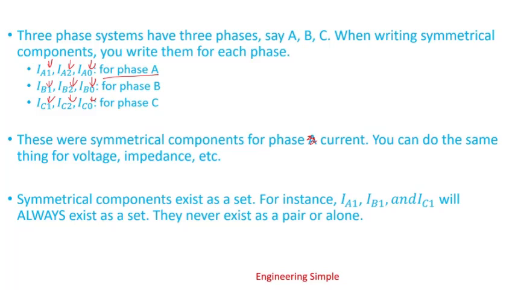So symmetrical components exist as a set. This is important to remember. For instance, IA1, IB1, and IC1 will always exist as a set of 3, basically. They will never exist as a pair or alone. So you can't have, for instance, IA1 and IB1 without IC1. You can't. They always exist as a set of 3.